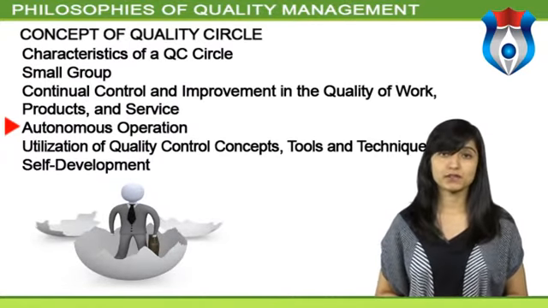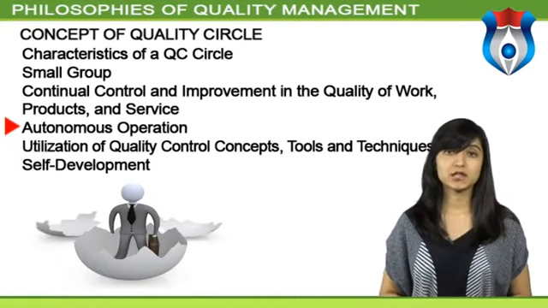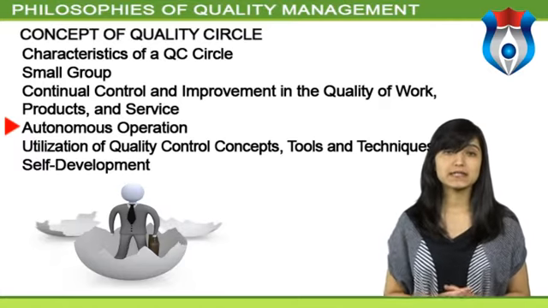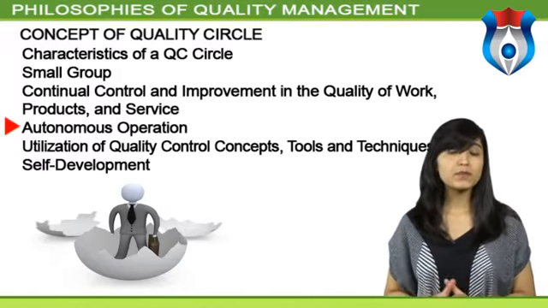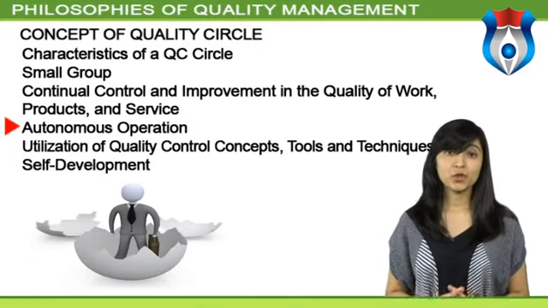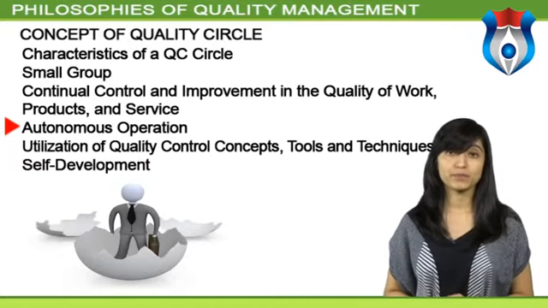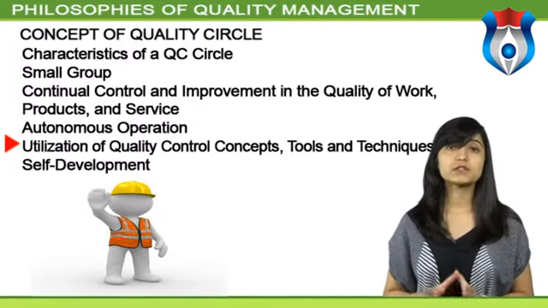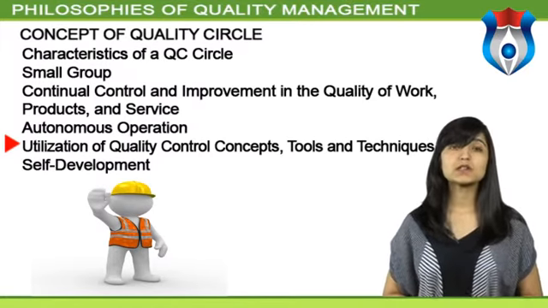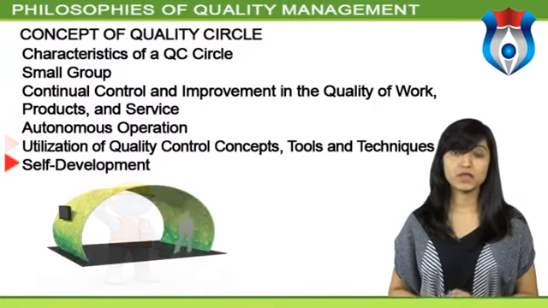Autonomous operation. They are free to choose the problems to solve. They identify what data to collect in order to better understand why the problems exist, and their members analyze the problems among themselves, though they sometimes consult other departments that affect their work. Utilization of quality control concepts, tools and techniques. The circle works with the aid of data throughout its problem-solving activities.